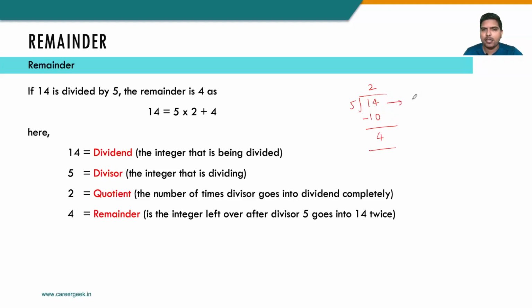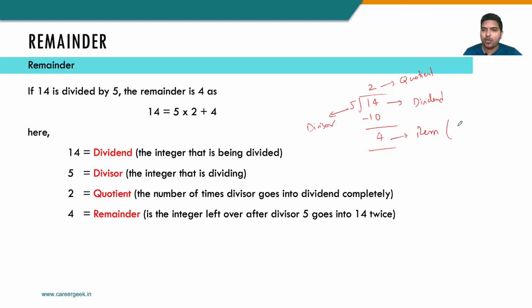So here we know that 14 is called the dividend. What is dividend? The integer that is being divided. 14 is being divided by the divisor. What is divisor? The integer that is dividing, basically. So 5 is the divisor, 2 is the quotient. Now what's the quotient? The number of times this divisor goes into this 14 completely. For example, 5 goes into 14 twice completely and leaves a remainder 4. So here is the remainder.